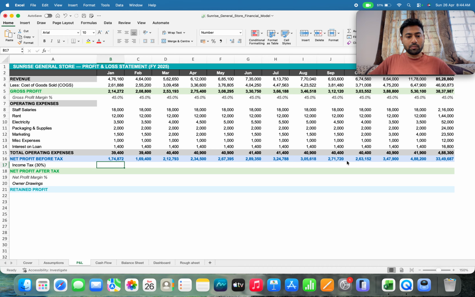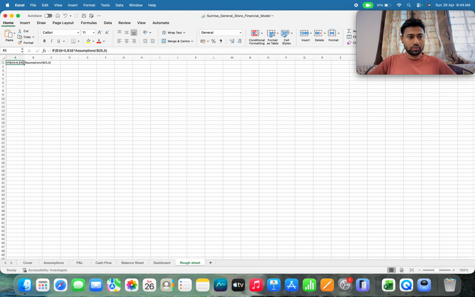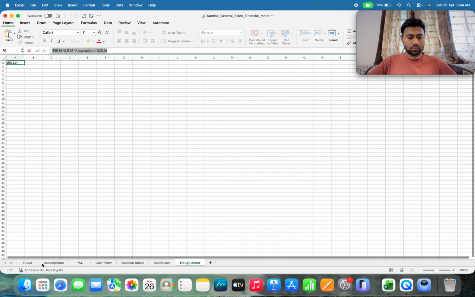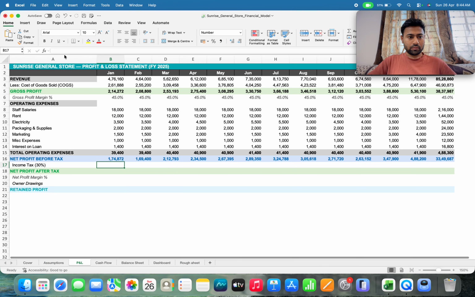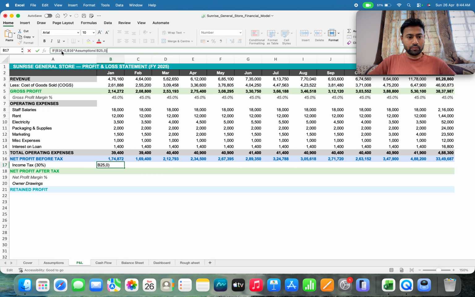Now income tax is 30%. So we are going to use the assumption set PL. Now we will put this formula here for the calculation of income tax. So we got the income tax.